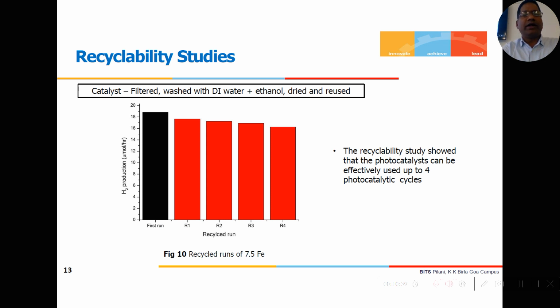We also studied the recyclability, because the reusability of the catalyst is important. We have done it for 5 cycles, repeated use of the same catalyst, regenerating and reusing it. We could see from the figure that there is a slight change in the production. Otherwise, production is quite good up to 5 cycles.